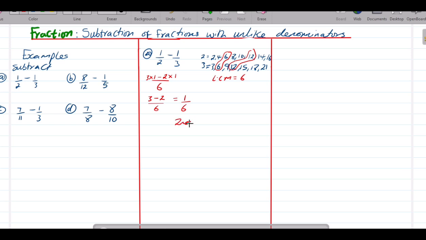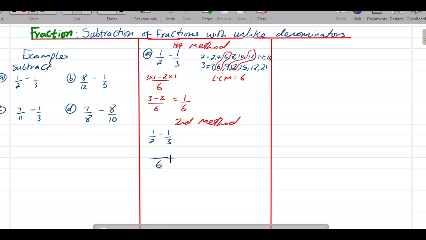Now let's try the second method, so you can figure out the one that is convenient for you to use. Now for the second method, if we are given 1 over 2 minus 1 over 3, don't forget your LCM is also very important, so you can just multiply the denominators directly. 2 times 3 will give me 6. So I have my 6.